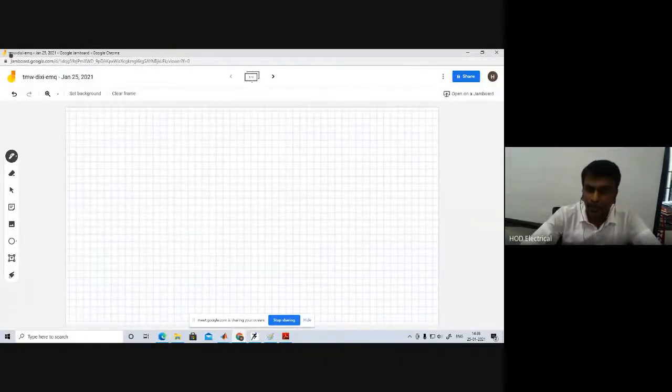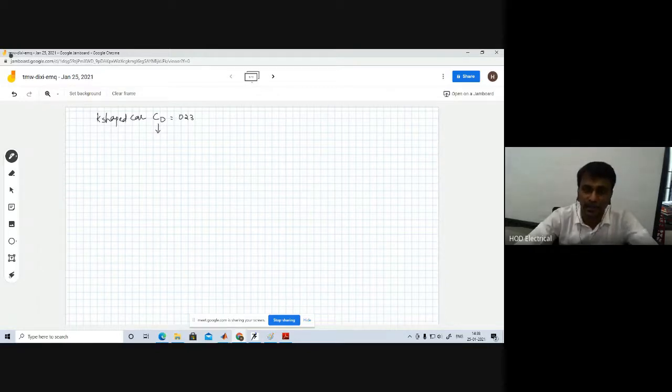So now I have taken a K-shaped car. For the K-shaped car, the aerodynamic coefficient is 0.23. In our previous lectures, I have already explained how the CD changes based on the shape of the car. So CD is nothing but the aerodynamic constant.